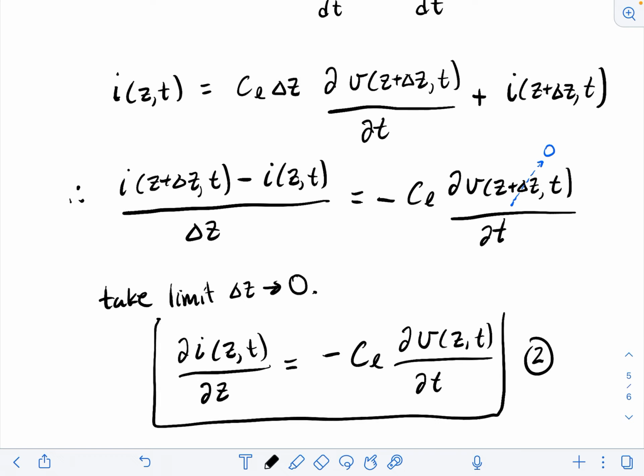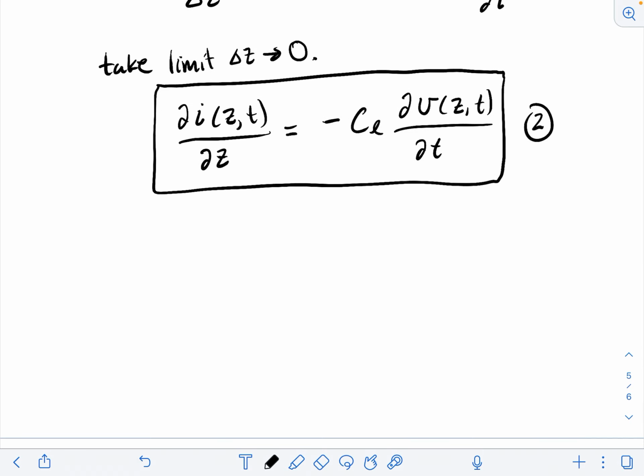So we have these two first order partial differential equations. And what we'd like to do is to see if we could make some progress in manipulating these further. And so to do that, we're going to make some assumptions. So the first assumption is, let's assume that the voltage and current are harmonic functions. That just means that they're like sinusoidal functions.